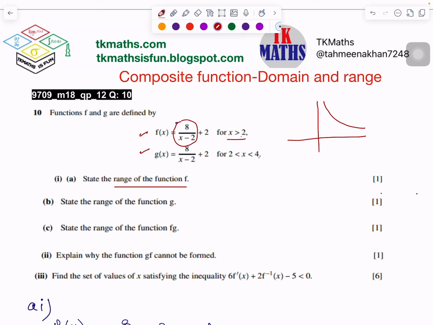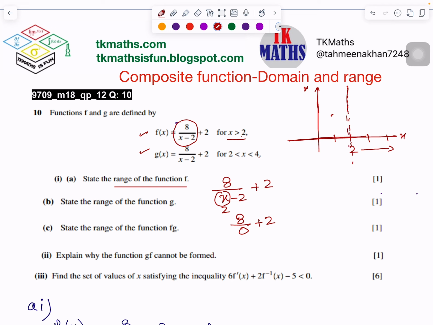Let me erase this part first again. Just give me a second. So this is my x-axis and this is the y-axis. If I take the values of x here, 1, 2, 3, 4, 5 onward, because x values are greater than 2, what will happen to this graph? First of all, if I put 2 in this equation, 2 minus 2 is 0, and 8 divided by 0 is undefined, plus 2, undefined. It means at 2 you are getting an asymptote here.